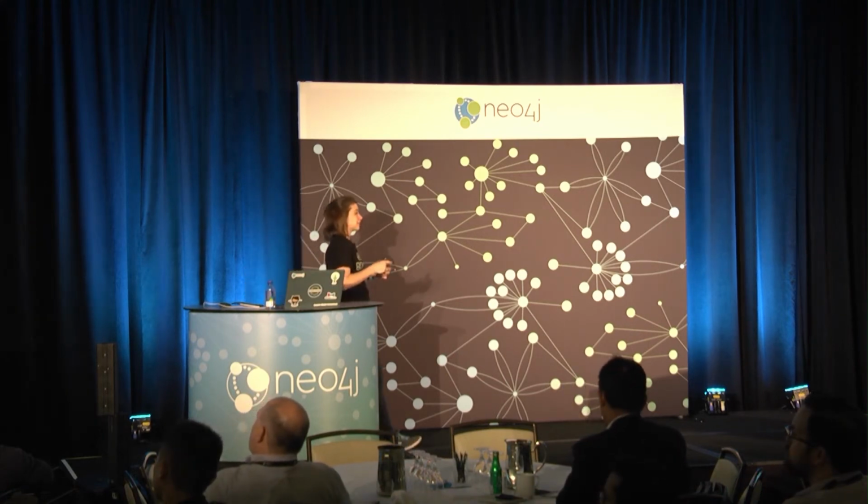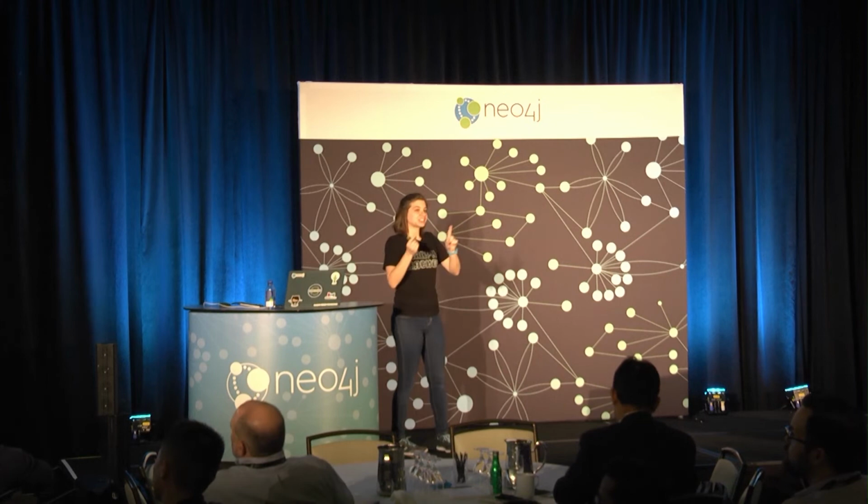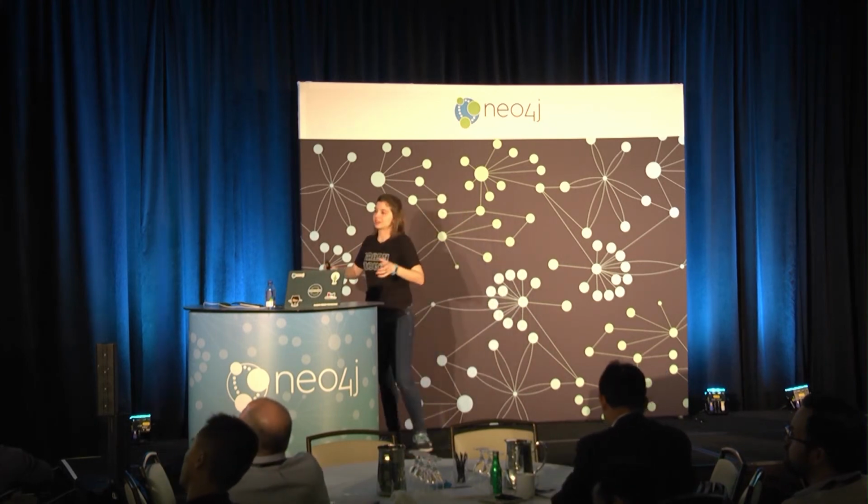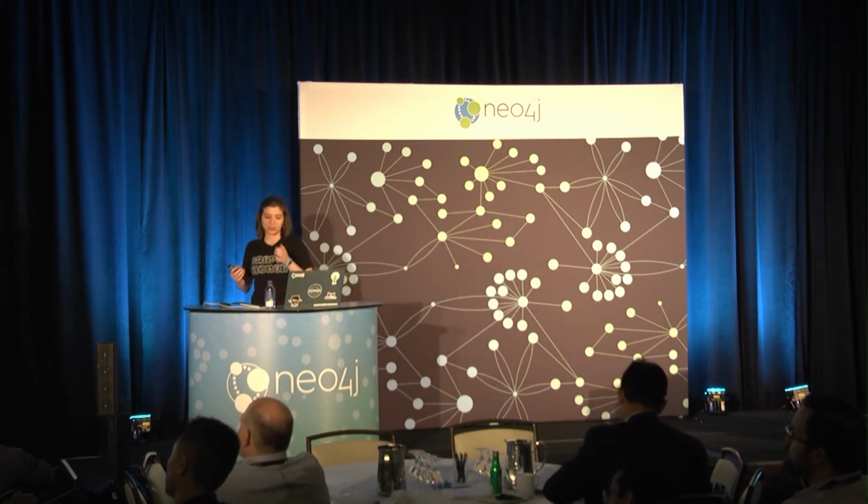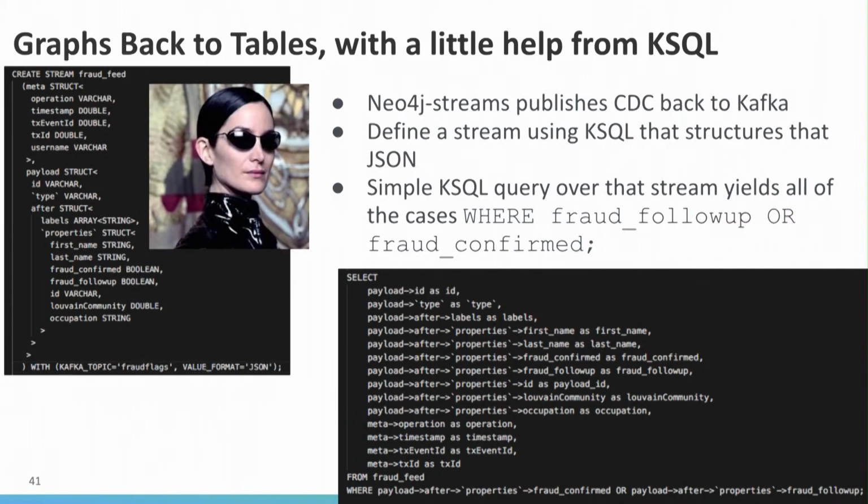The way we can get from a graph structure back to the table format that Kafka and other systems might deal with better is we can use KSQL. So Neo4j Streams allows you to publish the change data capture back to Kafka. And the query that's down in the lower right-hand corner there is basically doing that.